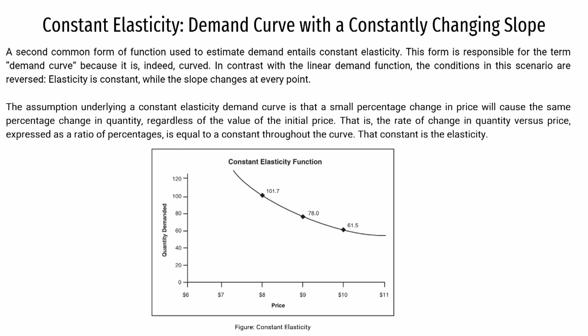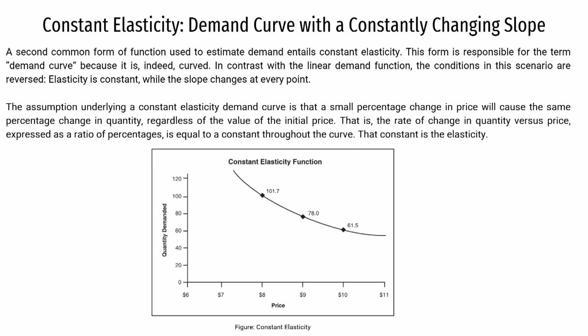The assumption underlying a constant elasticity demand curve is that a small percentage change in price will cause the same percentage change in quantity demanded. Now, we are talking about percentage change rather than absolute change, regardless of the value of the initial price point. That is, the ratio of change in quantity versus price, expressed as a ratio of percentages, is equal to a constant value throughout the entire curve, throughout the entire function, and that particular constant value is known as price elasticity.